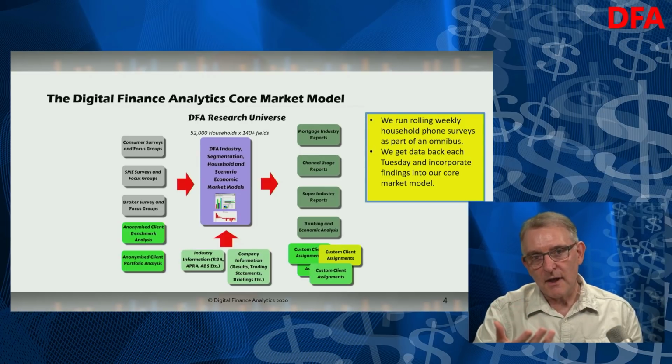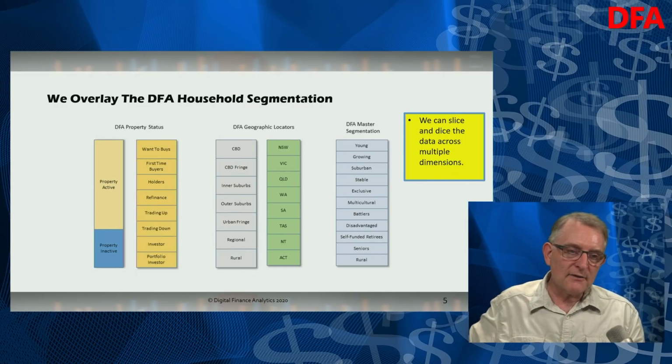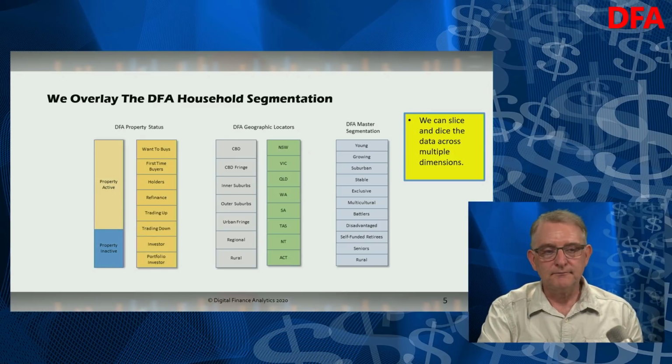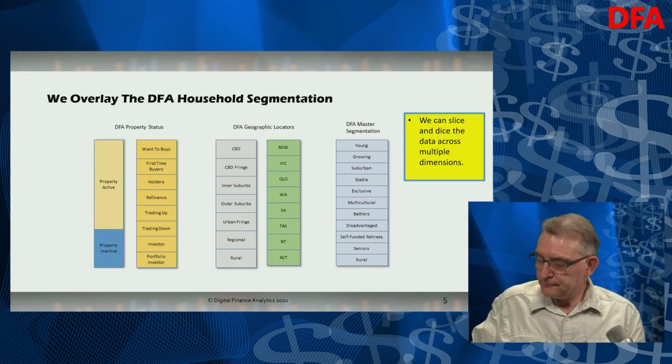SMEs, and also mortgage brokers, as well as other industry information that goes into our core market model. The core market model is what we use when we come to our analysis, and that goes into our presentations, our web shows, as well as doing stuff for specific clients. That allows us to slice and dice the data all sorts of different ways. So we can look at it from a customer segment perspective, a location perspective, property perspective, lots of different dimensions, about 150 dimensions. And you can think of this as a Rubik's Cube. You can slice it and dice it different ways to be able to see what's going on.